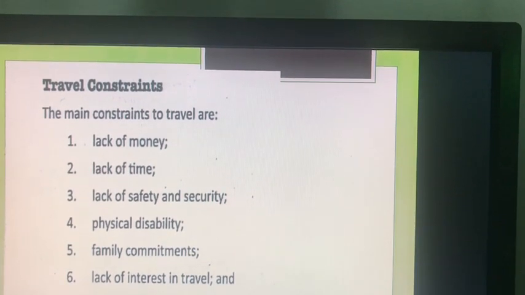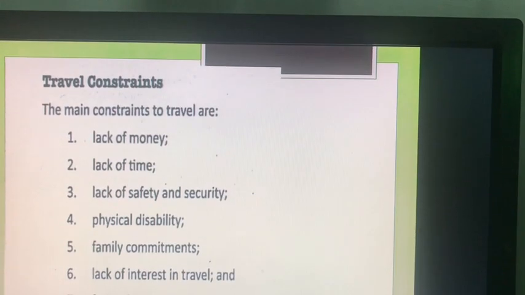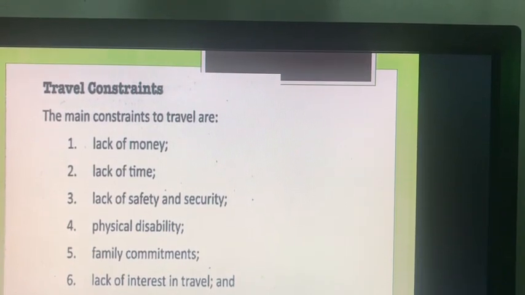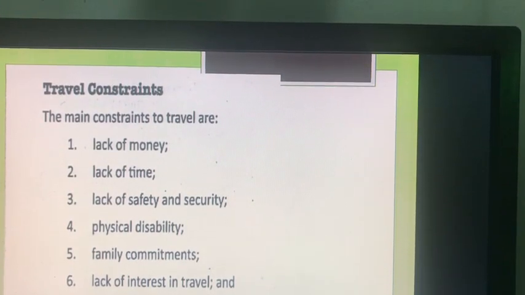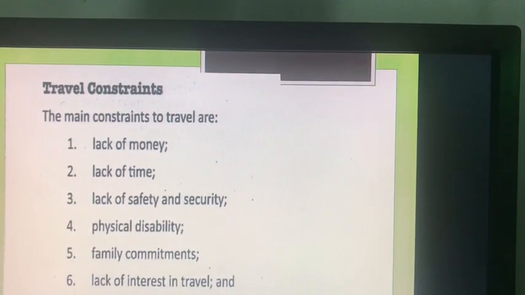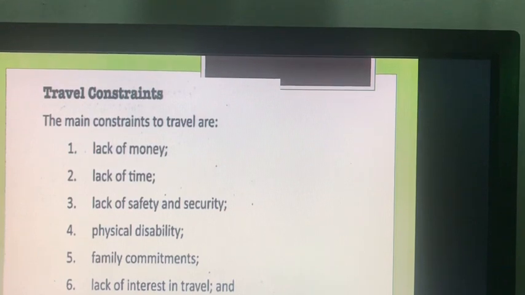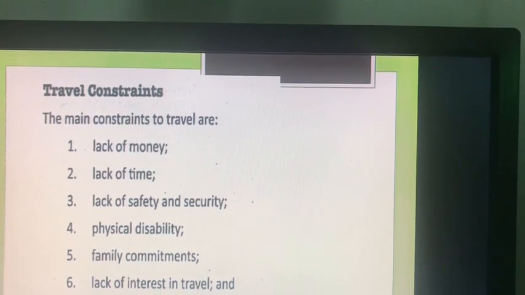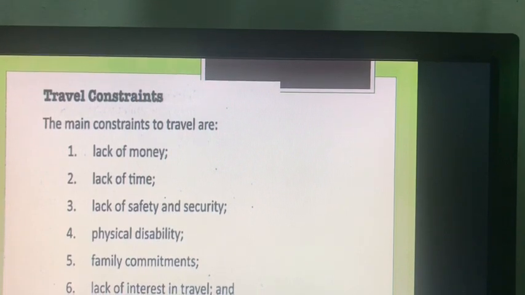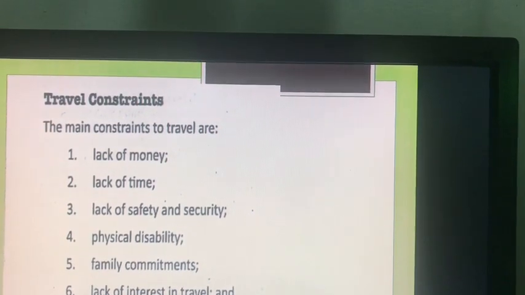Okay, number 2, lack of time. Busy ka, masyado kang busy sa career, sa trabaho. So wala kang oras for travel. So, another travel constraint. Then, lack of safety and security. Syempre, di ba, if we happen to know that a certain destination is walang safety and security, so not safe for travel, pwede siya maging constraint, di ba? Pwede siyang mag-stop sa atin na mapuntahan yung isang lugar because of the safety and security.